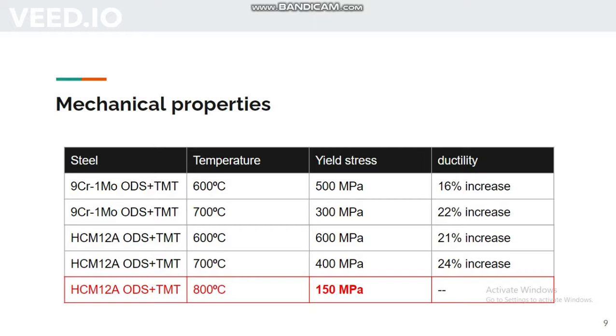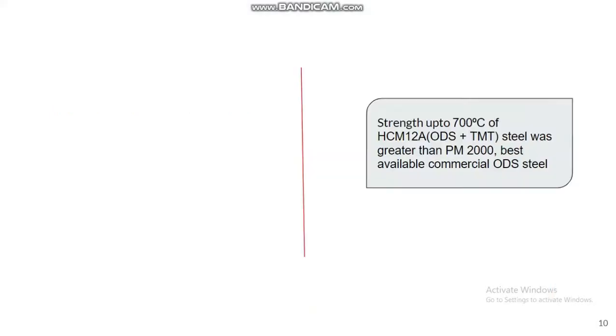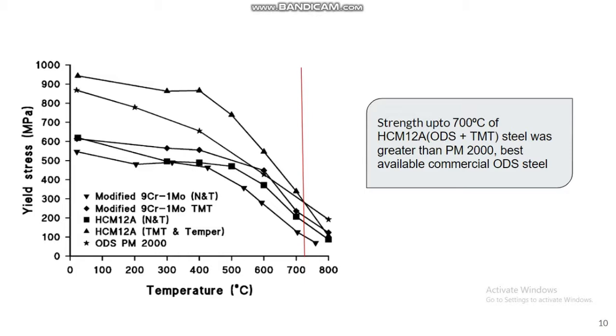The mechanical property testing of the steel shows that the 12 chromium steel up to 700 degrees centigrade shows exceptional yield stress and ductility value, but at 800 degrees centigrade, the yield stress reduces to a very low value. From the yield stress versus temperature diagram, we can conclude that strength up to 700 degrees centigrade of 12 chromium ODS plus TMT steel was greater than the PM 2000 steel, which is the best available commercial ODS steel.